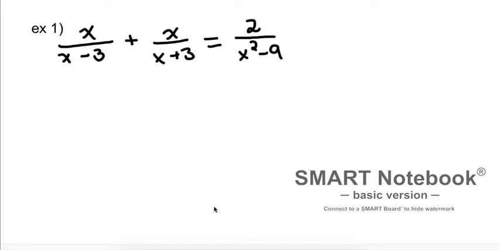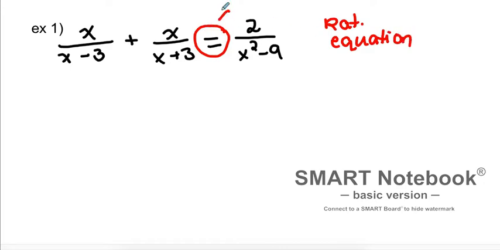Okay, so let's take a look at what we have. x over x minus 3 plus x over x plus 3 equals 2 over x squared minus 9. So notice that we have a rational equation here because of the equal sign. Okay, so this is a rational equation, not an expression, and it's an equation because of the equal sign. The things that we've been working with have been rational expressions because we only had this first part without the equals.